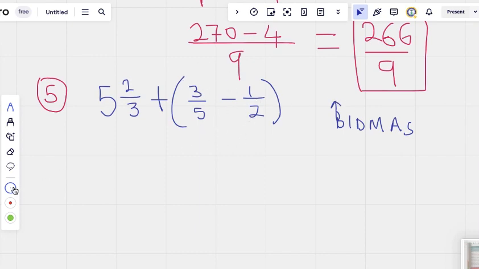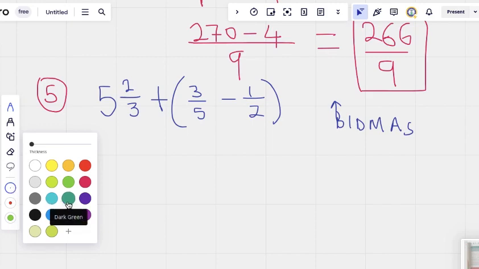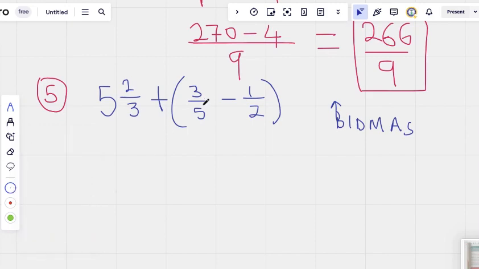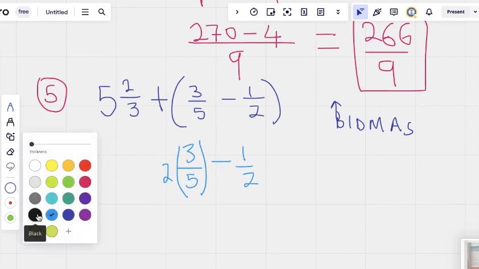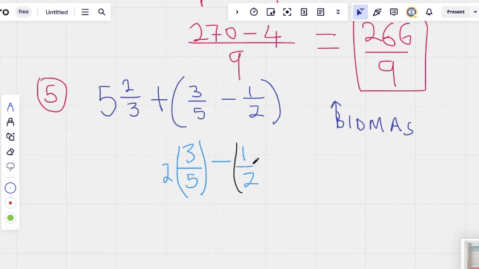In solving that, we have fractions that do not have the same denominator, which is 3/5 minus 1/2. We can make the denominator the same by multiplying this one by 2, the denominator of the other one, and then multiplying this one by 5, to make the denominator the same.